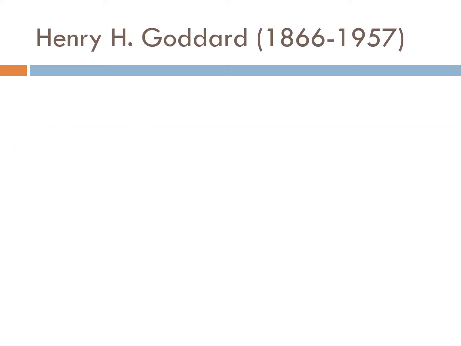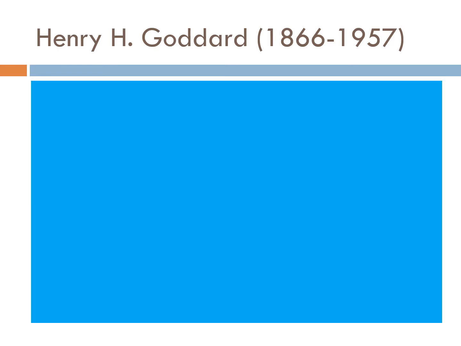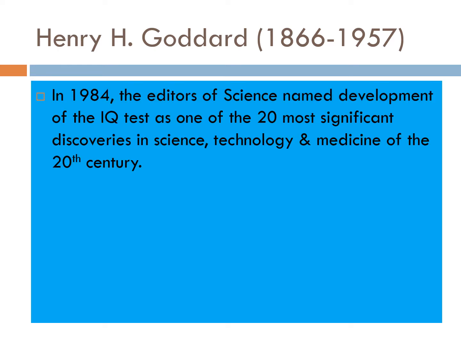So if we look at one other individual we've talked a little bit about before, a guy named Henry H. Goddard, or H.H. Goddard. He's another person who popularized IQ tests in the United States. So in 1984, as a matter of fact, the editors of Science named the development of the IQ test one of the 20 most significant discoveries in science, technology, and medicine of the 20th century. And think about what that means.